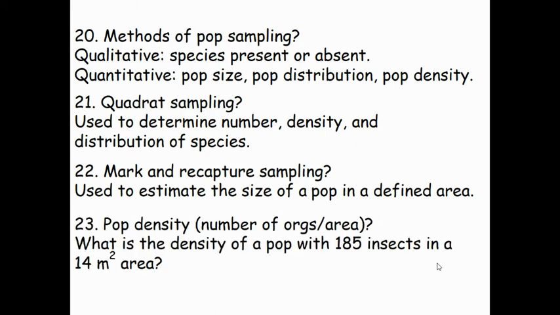Population density, which is the number of organisms per area. And this is a math problem for you guys to try. So if it's number of organisms divided by the area, calculate the population density for this insect organism. So all you got to do is divide 185 by 14, and you will get 13.2 insects per square meter.